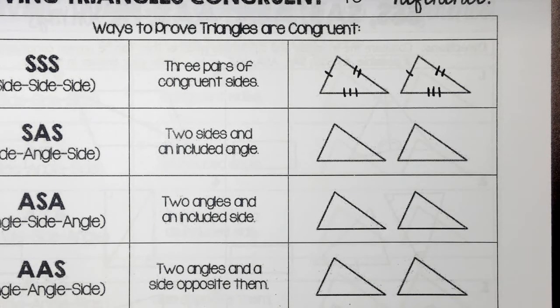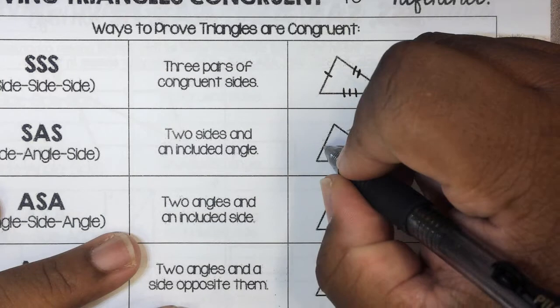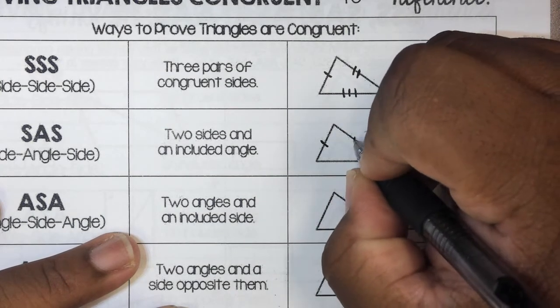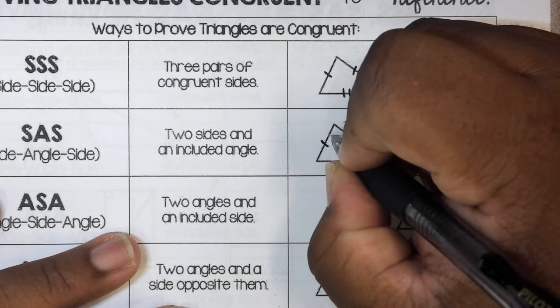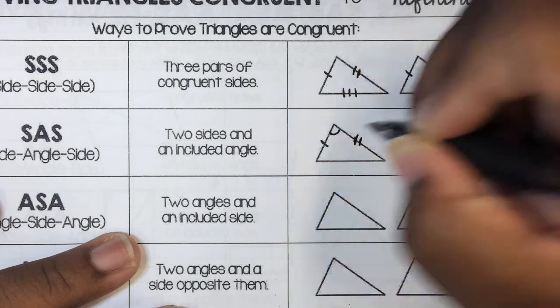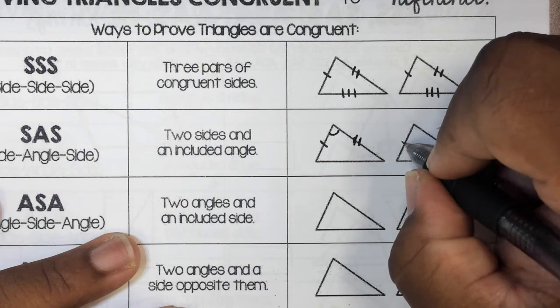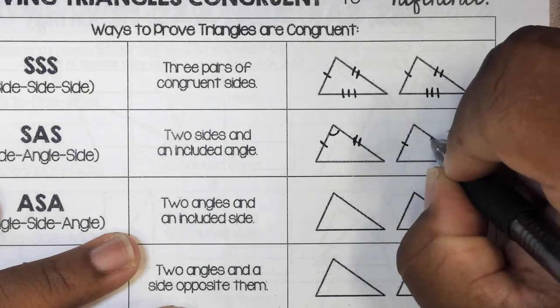Second congruency, our way to prove congruency, is side-angle-side, with the angle in the middle of the 2 sides being marked. And so it's 2 sides and an included angle. You have 2 sides marked congruent to each other, here and here, and then they'll mark the angle in the middle of those 2 sides congruent as well. You will read that as side-angle-side congruency.